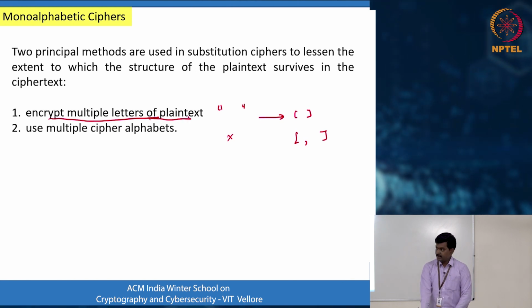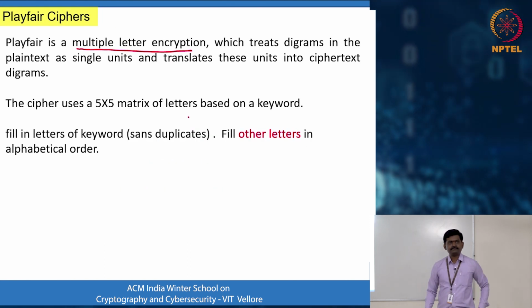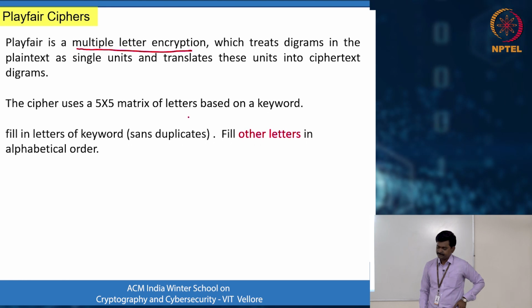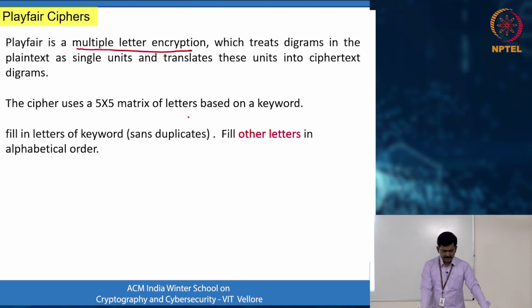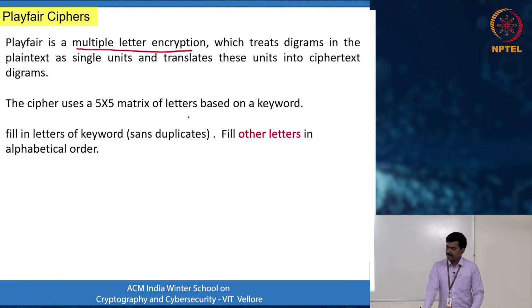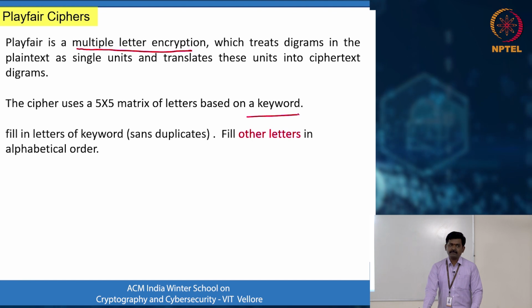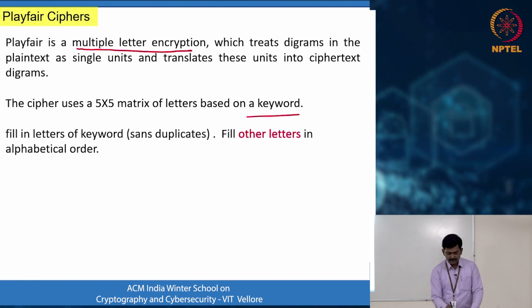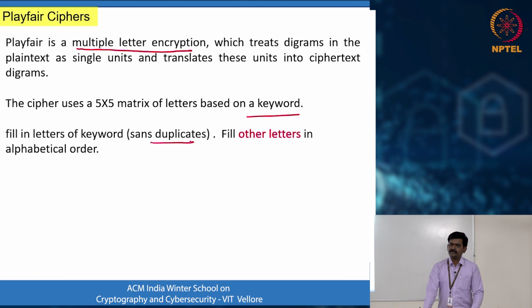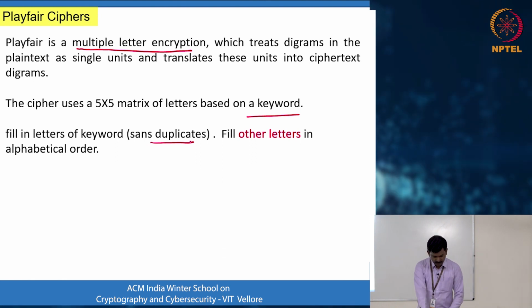What is the first one? Encrypt multiple letters of plain text. How we do that? The best example is the Playfair cipher. What is this Playfair cipher doing? It is taking the same 5 cross 5 matrix, and along with that, we need to give a keyword. Remember, the condition is that keyword should not have the duplicates. That means no alphabet should get repeated in the keyword. That's the condition. So how do we do that?